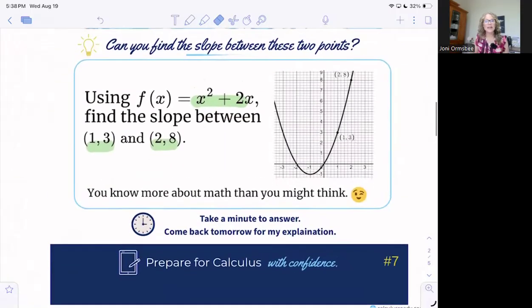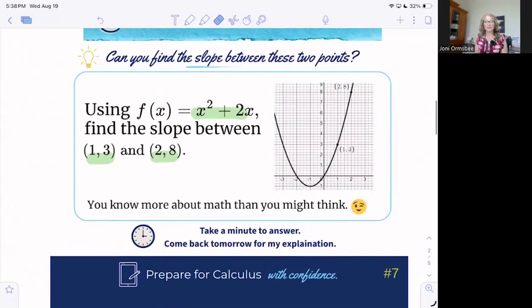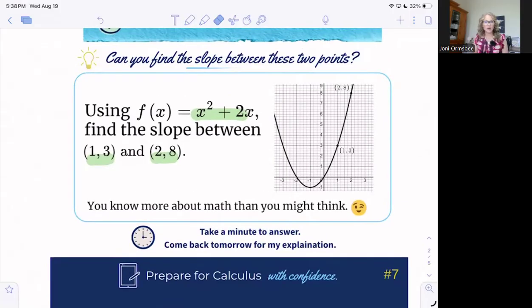All right, so yesterday I asked if you could find the slope between these 2 points. So go ahead and pause the video if you haven't had a chance to take a look at this and see if you can figure out what this answer would be. And then come back and we'll take a look.